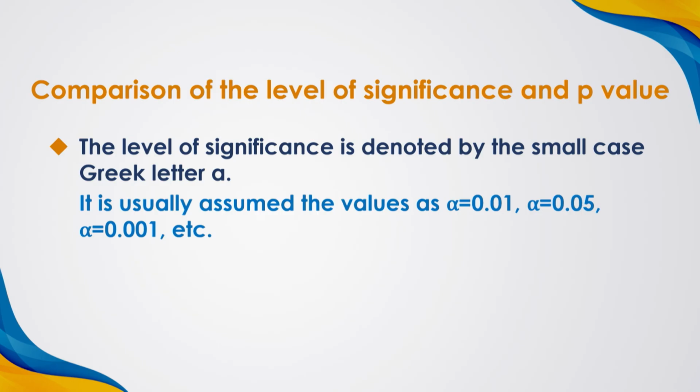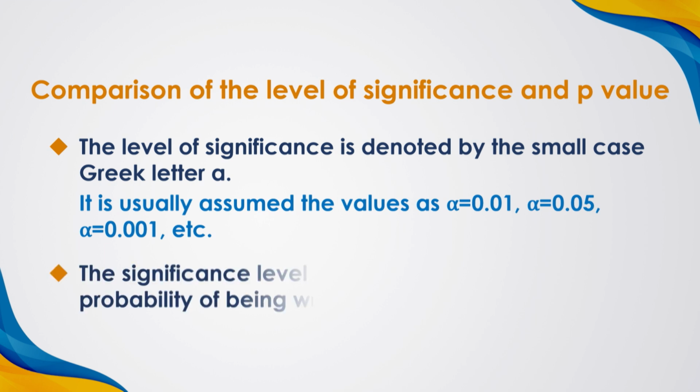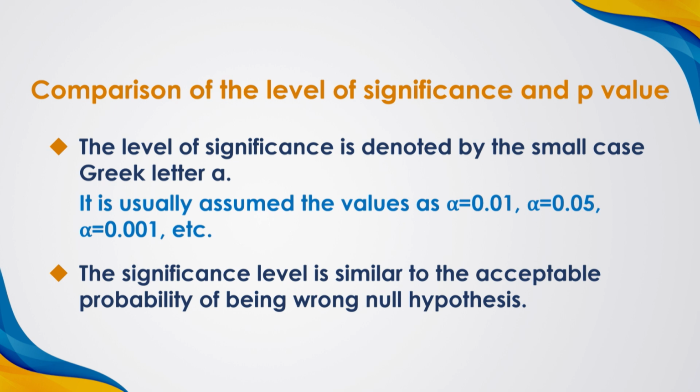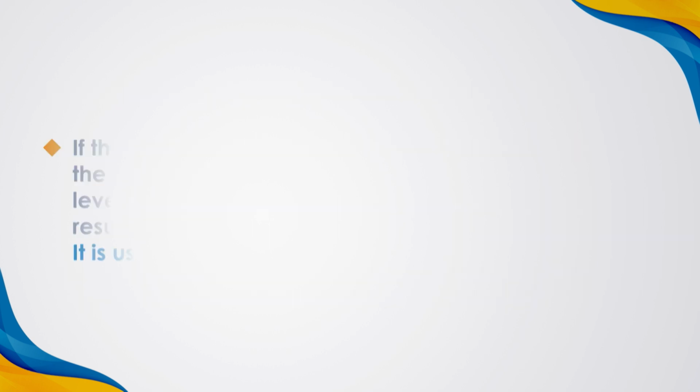Comparison of the levels of significance and p-value. The level of significance is denoted by the small case Greek letter alpha. It is usually assumed that alpha equals 0.01, 0.05 and 0.1 etc. The significance level is equal to the acceptable probability of wrongly rejecting the null hypothesis.